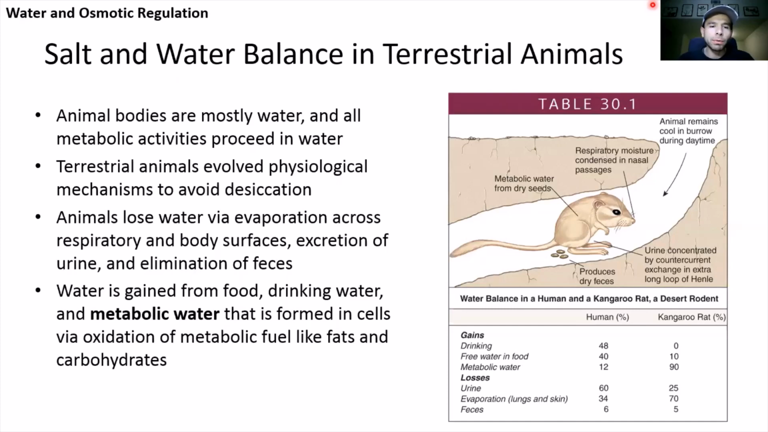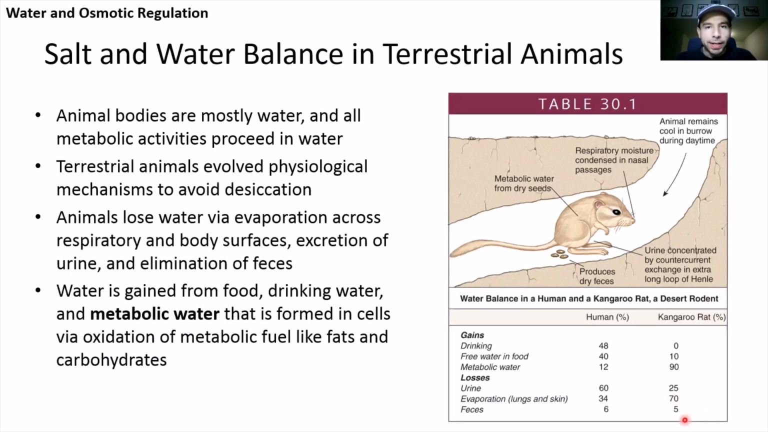Also, terrestrial animals evolved physiological mechanisms to avoid desiccation, because animals lose water in a variety of ways. For example, evaporation across respiratory and body surfaces, excretion of urine, and elimination of feces. Let's take a look at this kangaroo rat.